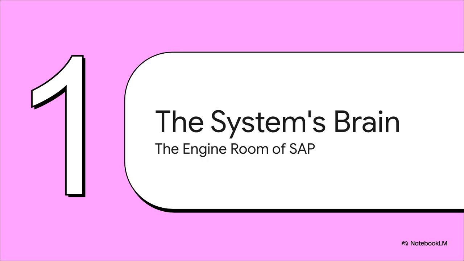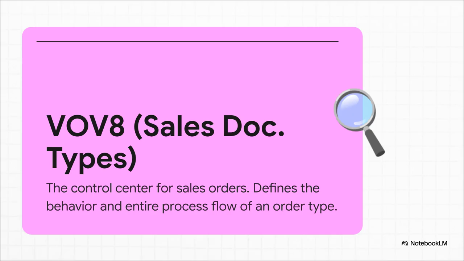Now, this isn't about just processing one order. This is about setting the rules for every single order. This is the engine room, where just a few key T-codes end up controlling everything that happens out there on the front lines. And right at the heart of that engine room is VOV8. This is where you literally define what an order even means in your business.